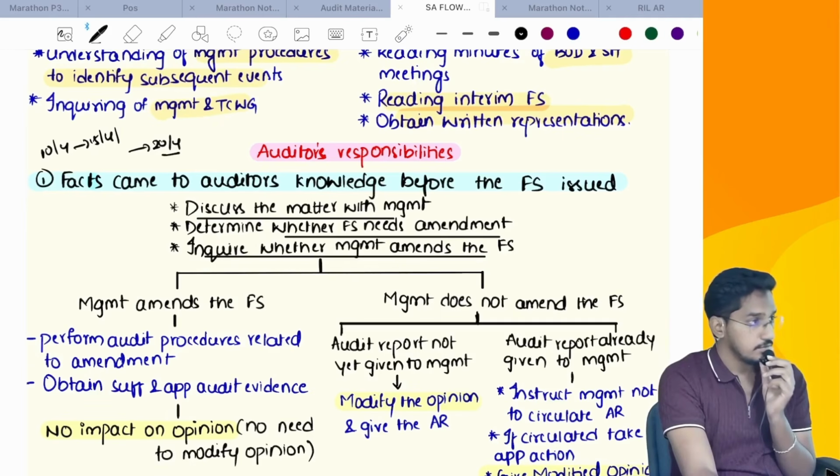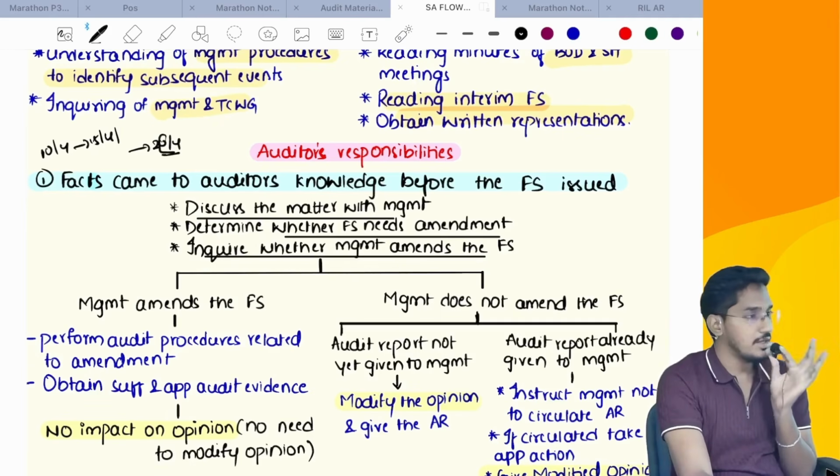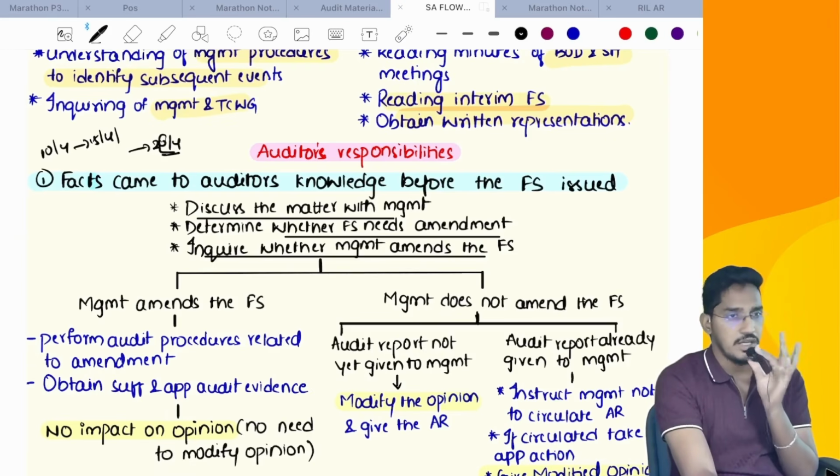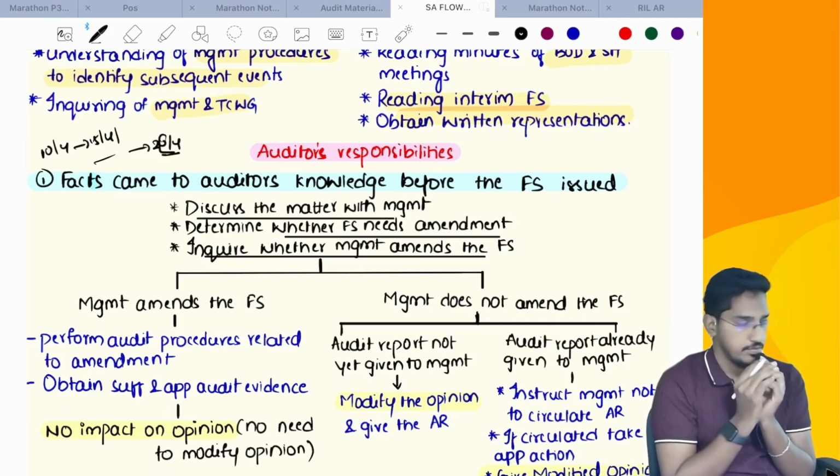So now that is another case, no? So on 20th of April they have amended and they have approved it. The old audit report content and all is the same, but I can't give the old audit report. Why? I have mentioned the date as 15th of April. So what should I do? Keep the entire report as it is, just change the date and give the audit report.